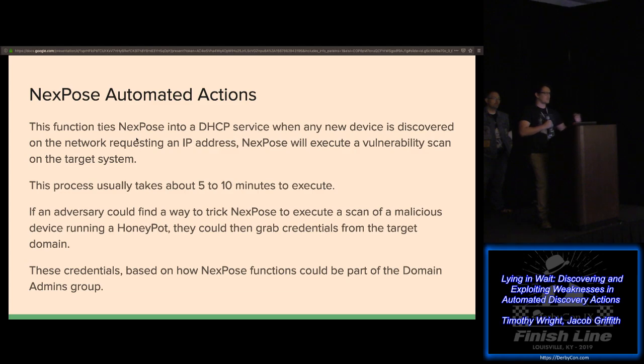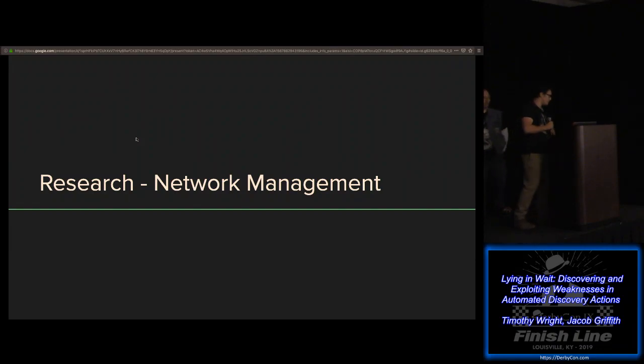NexPose, and actually a lot of vulnerability management tools have this too, has an automated action function where when a new device comes online, or DHCP sees a new device, it will initiate a scan against it right away to try to get data on it. The process usually takes about 5 to 10 minutes. If an adversary can find a way to trick NexPose into executing a scan of a malicious device running one of our HoneyPots, they can grab credentials from the target domain fairly quickly.